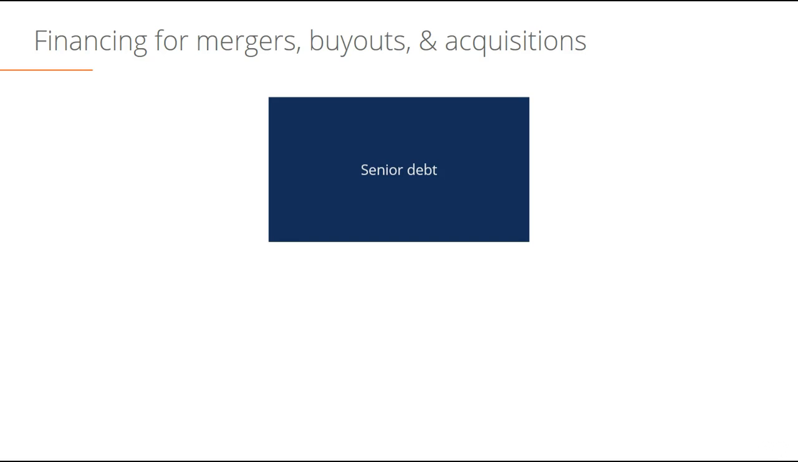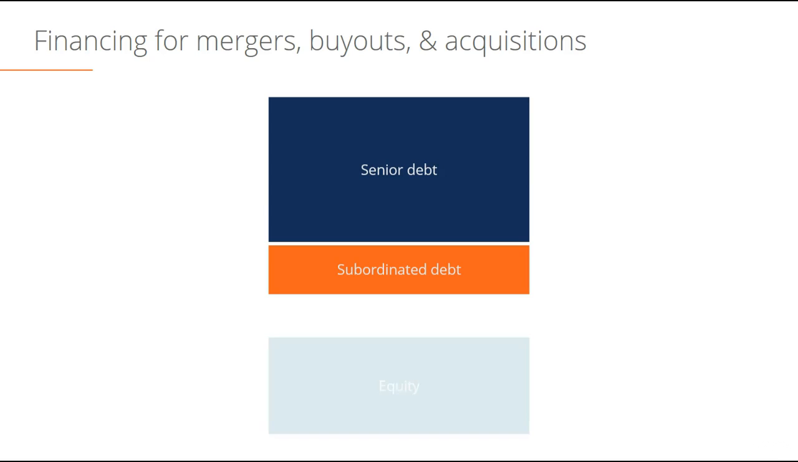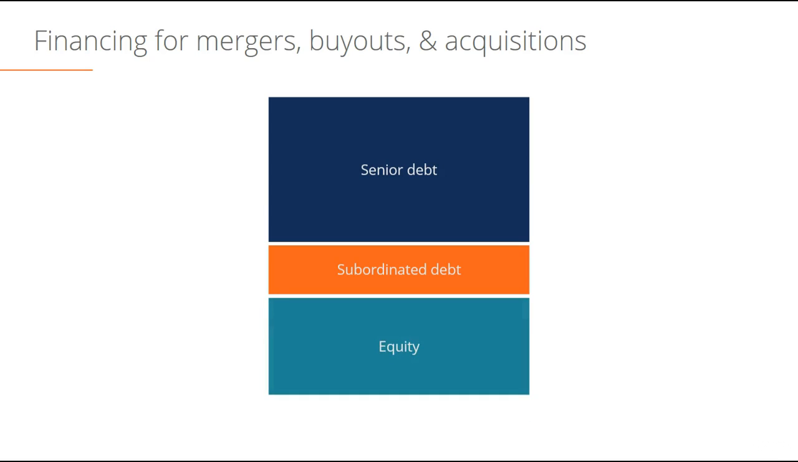After maximizing the senior debt, they'll then move on to subordinated debt. As the name implies, this ranks junior to the senior debt. It's higher risk and pays a higher interest rate. Following the subordinated debt is the equity piece. The equity piece is the actual check that the investor has to write to buy the business.